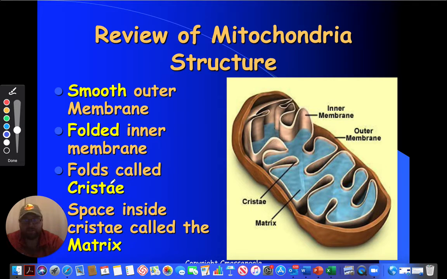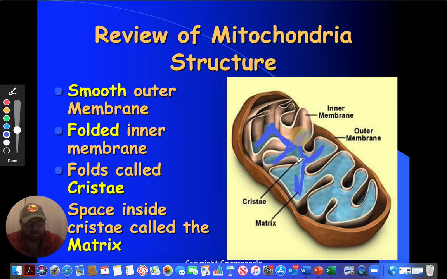And each of those folds are called cristae. All right? So there would be a cristae there. There's another one there. Another cristae there. There's another one. All these folds are cristae, which is what they're trying to show us there. And then this space inside the cristae, this space in here, that's called the matrix.